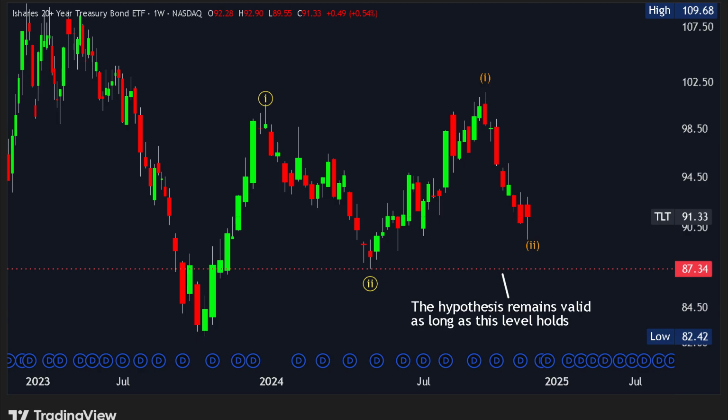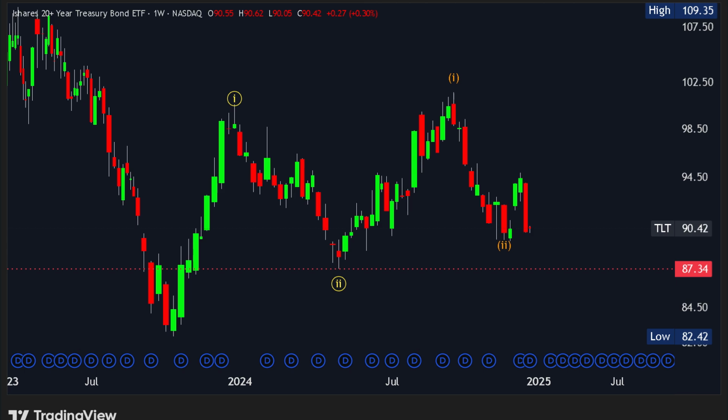Inside that possible third wave, we can identify another first move higher, followed by another deep correction. This second correction returns approximately 80 to 85% of the local rise. For this specific idea, the critical level was near $87. As long as price remained above that level, the nested first and second wave interpretation was still possible.